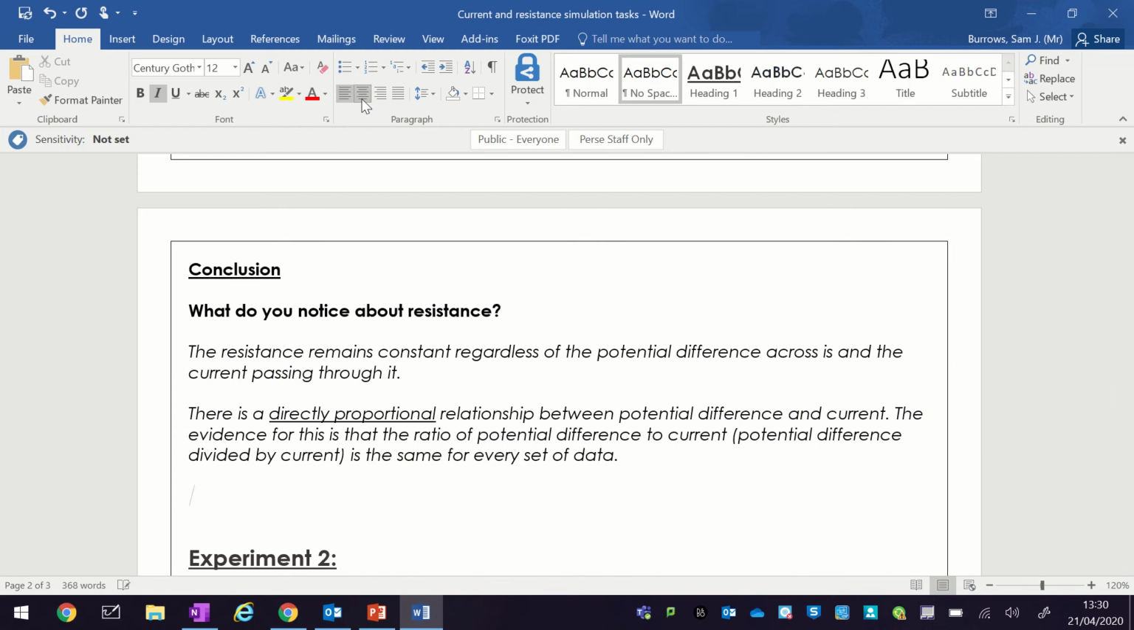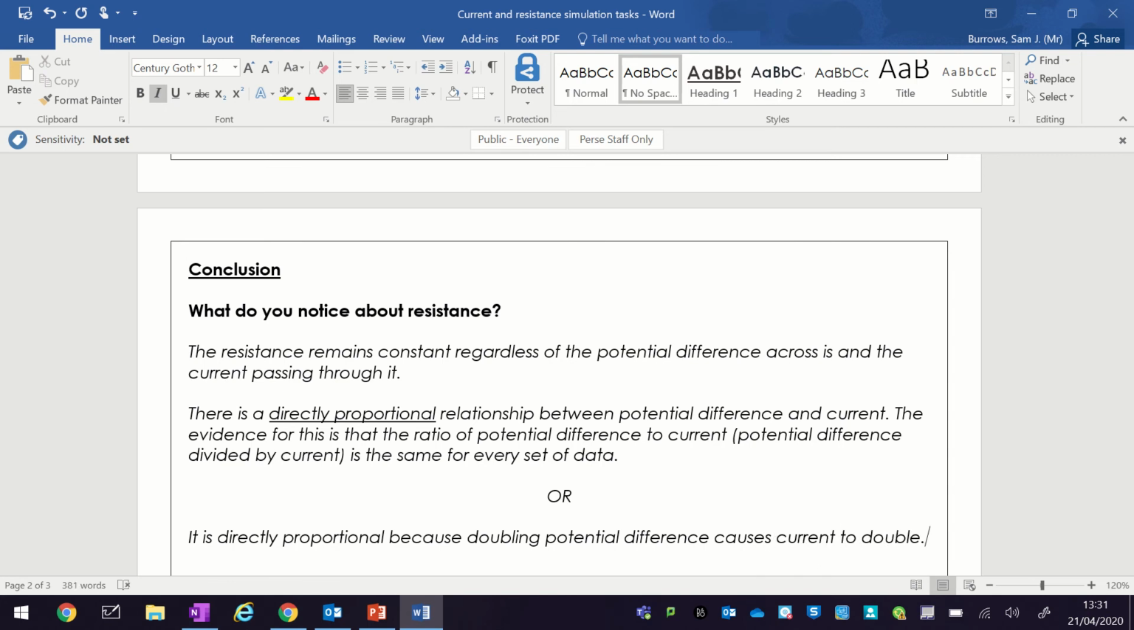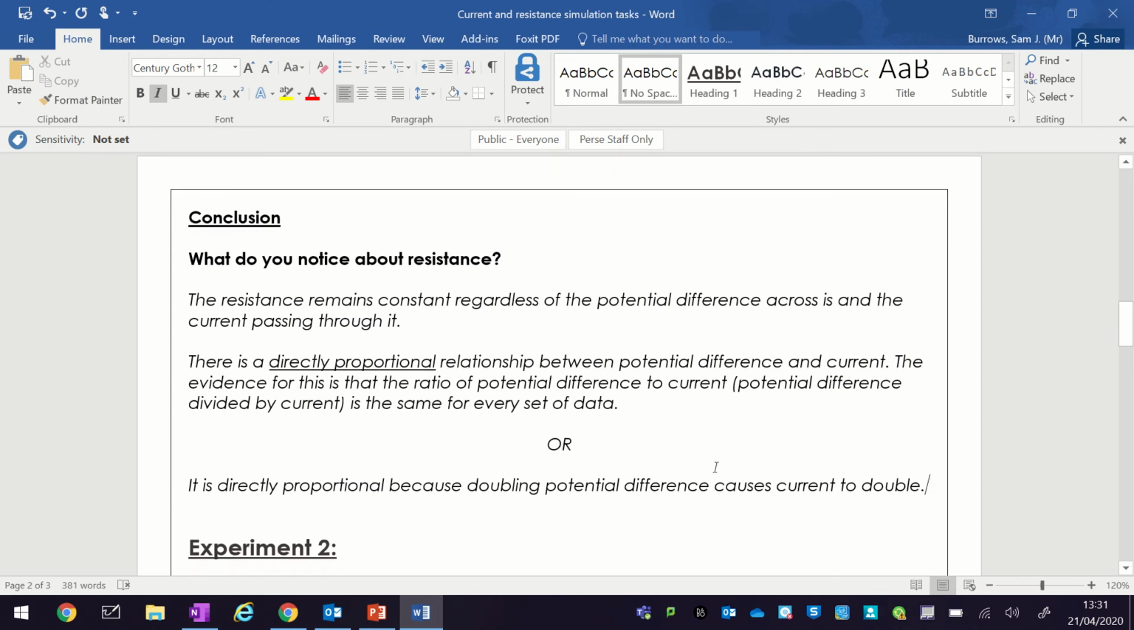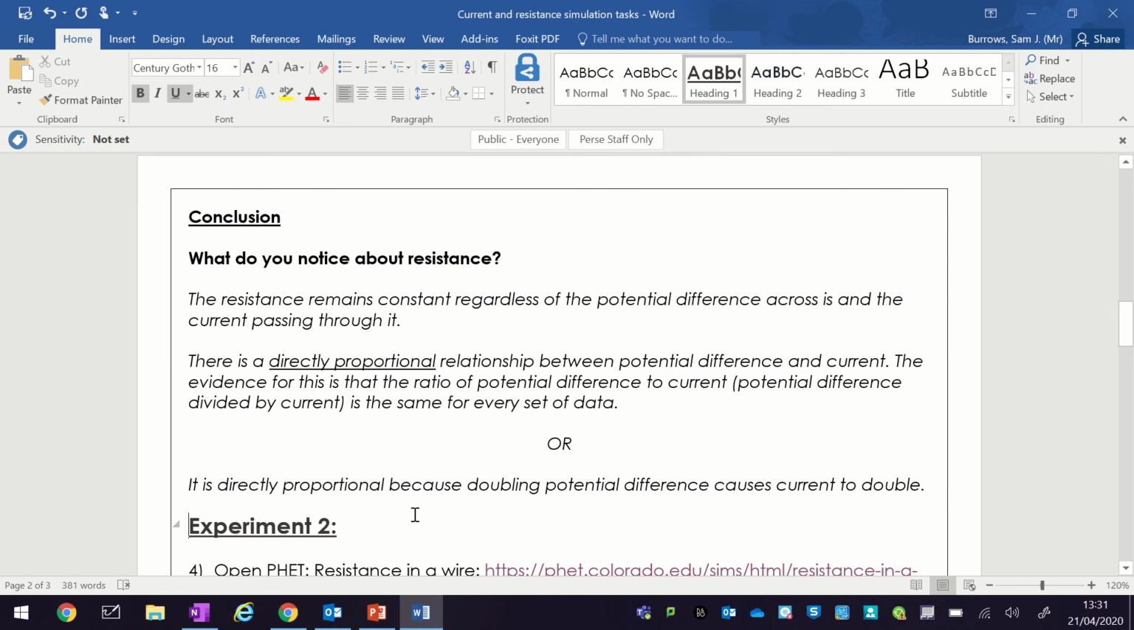Alternatively, you could phrase this as doubling potential difference causes current to double. Either of those two things is evidence for a directly proportional relationship. If we plotted them on a graph, the fact it's a straight line through 0, 0 would also be evidence for directly proportional. So any one of these pieces of evidence is absolutely fine, depending on how you approached it.